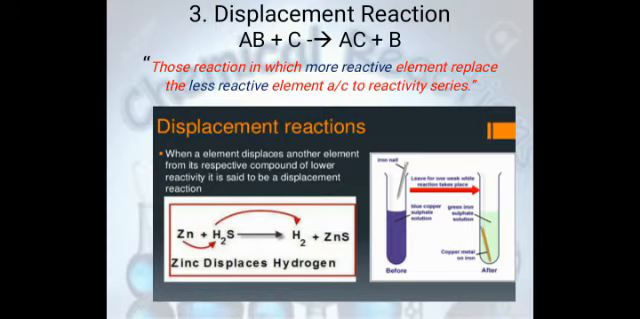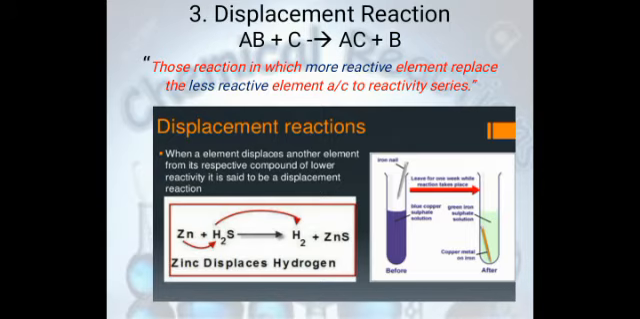like in zinc plus H2S. Here see, on the reactant side zinc was alone, H2S was a compound. Now on the product side H2 is alone, and zinc and sulfide form a compound. It means that zinc replaced hydrogen. Hydrogen is less reactive than zinc.